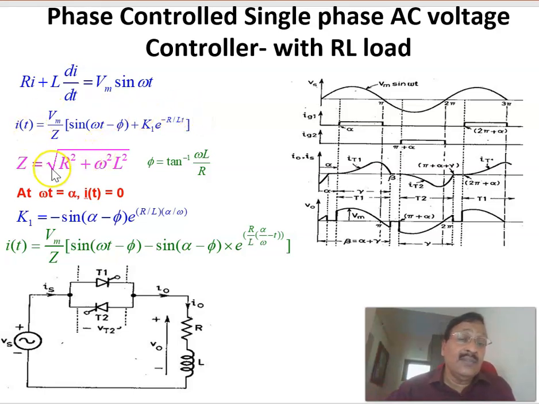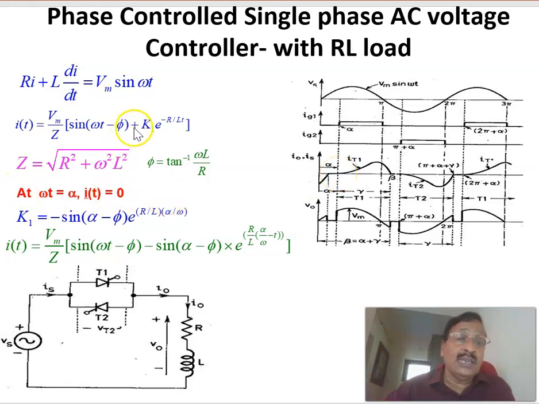Therefore, this is where Z equals the impedance, square root of R square plus omega square L square, and phi equals the phase shift, equal to tan inverse of omega L divided by R, in this equation. This is the current equation in which we have to find the constant K1. To find K1, at omega t equal to alpha, the corresponding current equals zero.